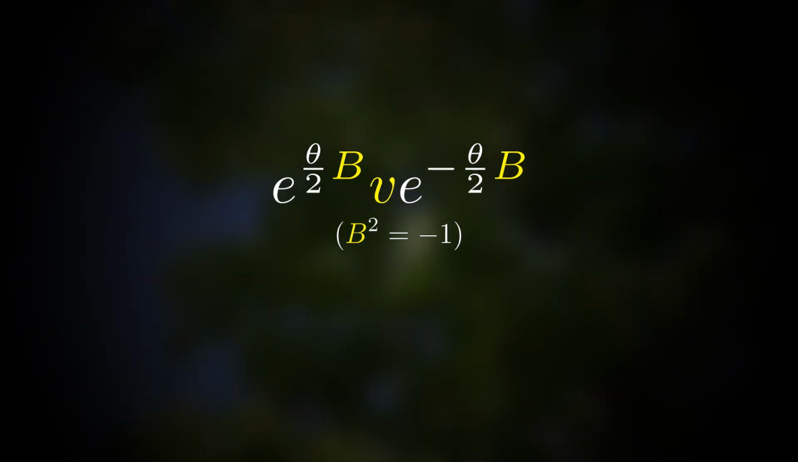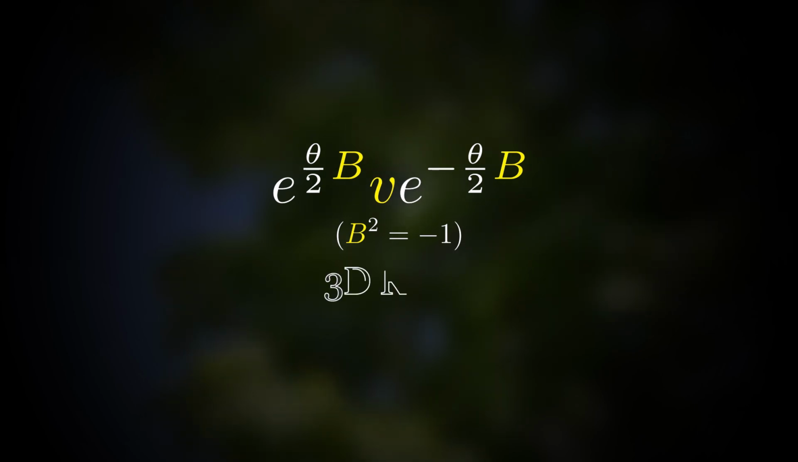The final formula for a rotation looks like this: e to the theta over 2b, v, e to the minus theta over 2b, where v is the vector to be rotated, b is the plane of rotation, and theta is the angle of rotation. People call this thing a rotor. And there we go. We invented rotations.